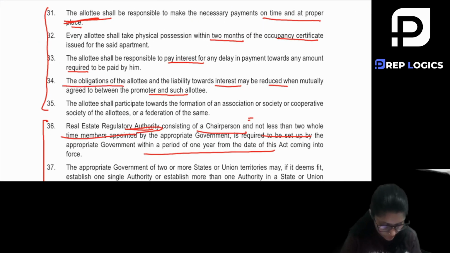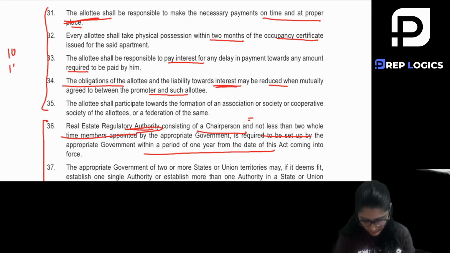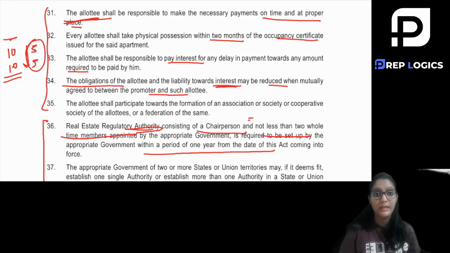Now, regarding the obligation of the allottee on interest, the interest rate, like 10% and 10%, can be reduced if both have consented. Okay, if you made the mistake, we will charge 5%. The interest rate must be the same, but it can be reduced by the consent of both.